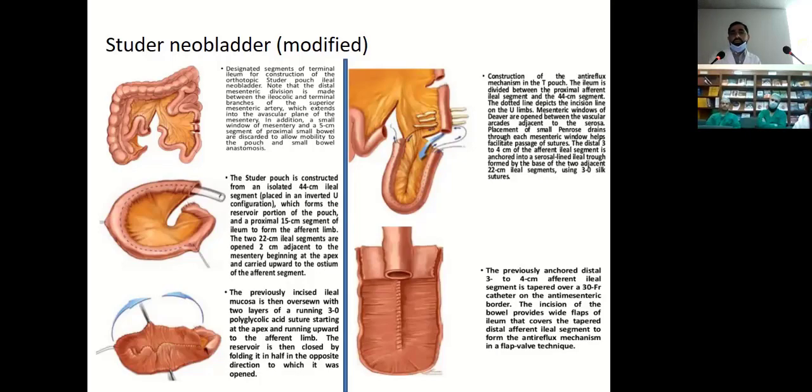The distal 3 to 4 centimeter afferent ileal segment is anchored into the serosal line of the ileum formed by the base of the two adjacent 22 centimeter ileal segments using 3-0 silk suture. The previously anchored distal 3 to 4 centimeter afferent ileal segment is tapered over the 30 French catheter on the antimesenteric border. Incision of the valve provides a wide flap of the ileum to cover the tapered distal afferent ileal segment and form an anti-reflux mechanism in the flap valve technique.